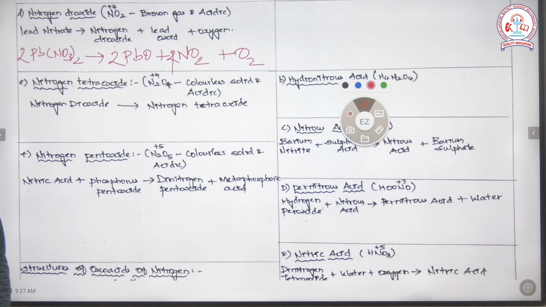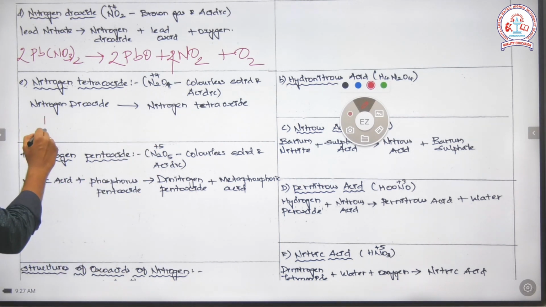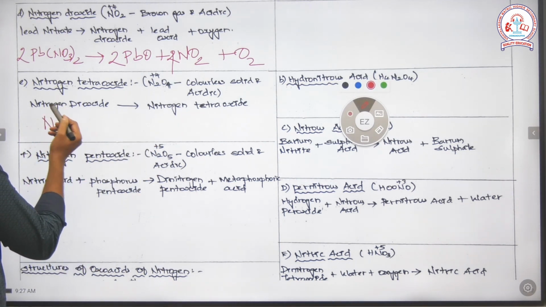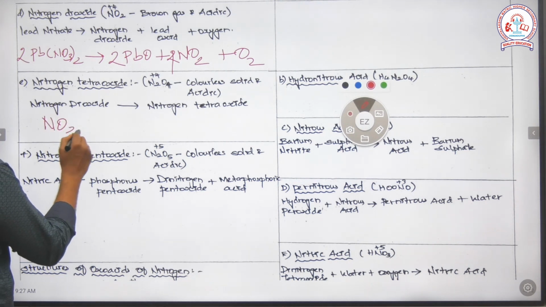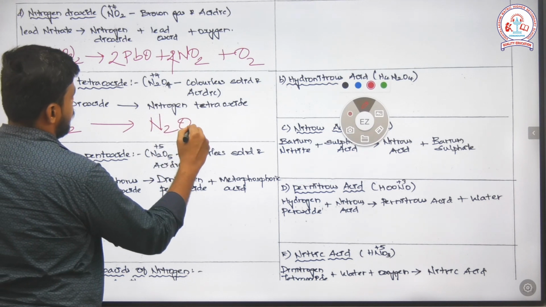Then dinitrogen tetroxide N2O4 has the oxidation state of +4, colorless solid, acidic in nature. So the combination reaction of NO2, nitrogen dioxide, 2 molecules will result in the formation of N2O4.